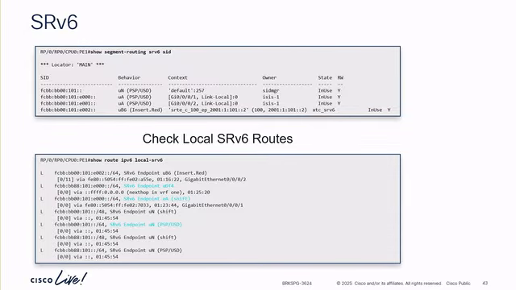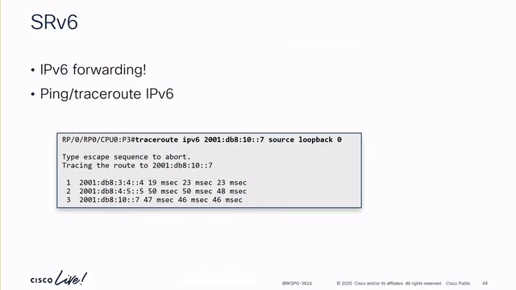Some commands already mentioned: show segment routing SRv6, what you have locally, and then the routes. Ping and traceroute still work. So with IPv6, you can still do a traceroute. It's just IPv6, so you will see IPv6 addresses. Pretty simple.